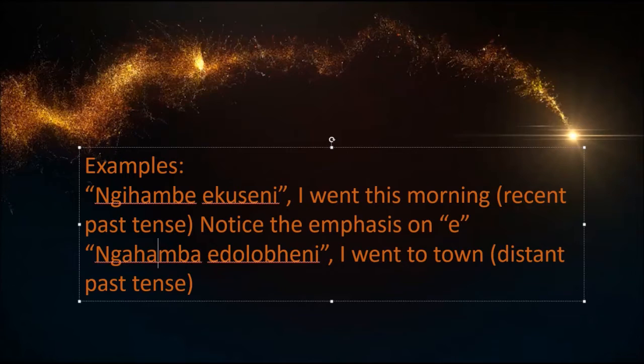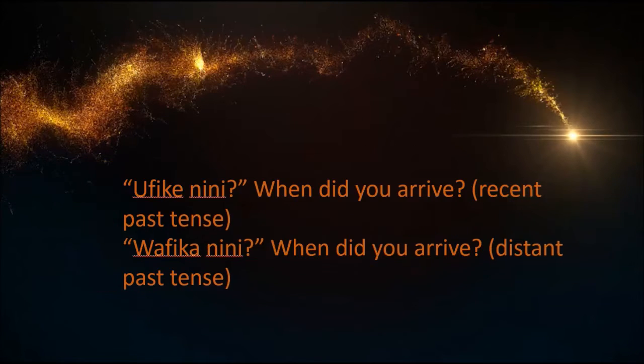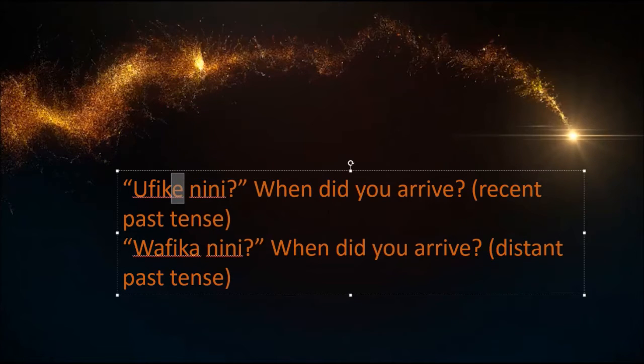So, ngahamba edolobheni. Dolobheni means to town. That's distant past tense. Now let me explain how that all works. Ufike nini? Again the E, ufike nini. When did you arrive? Recent past tense. If you change that into distant past tense, it becomes wafika nini. When did you arrive? Same sentence, but it's referring here to the distant past.